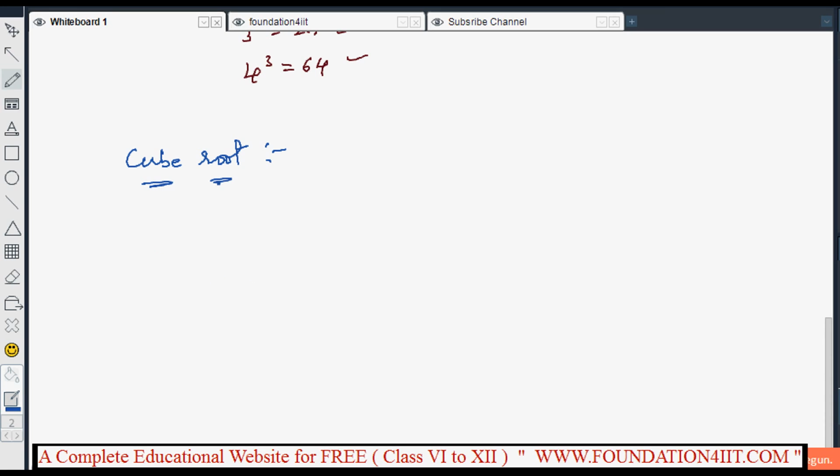So what does the cube root say? The cube root of a number x is the number which, when multiplied by itself 3 times, gives x as the product. That means we denote the cube root of the number x by the cube root of x, written with a 3 on the radical sign. That means the cube root of a number x is that number which, when multiplied by itself 3 times, gives x as the product. Okay, that is the actual definition. Otherwise, we denote the cube root of x in this way: cube root of x.